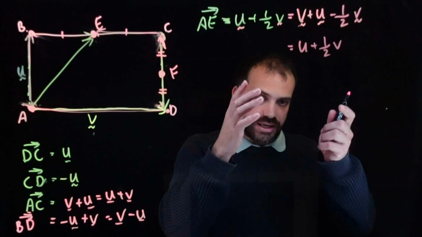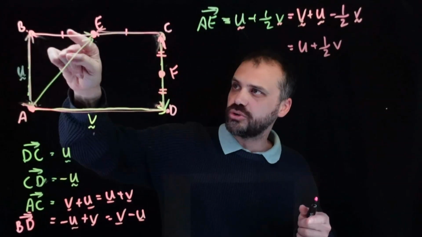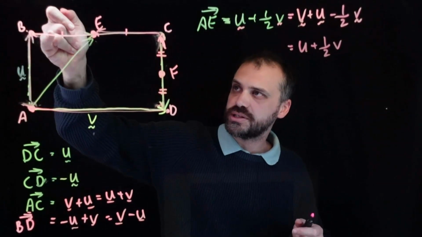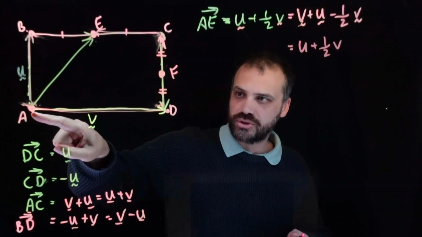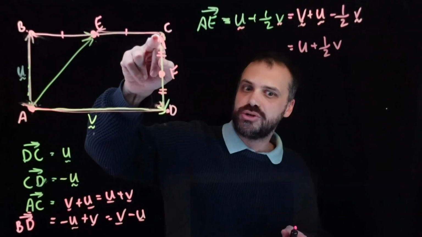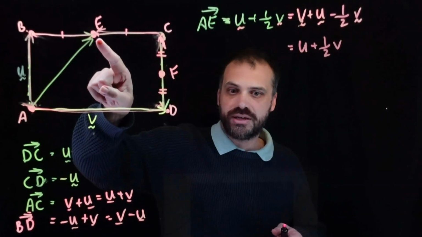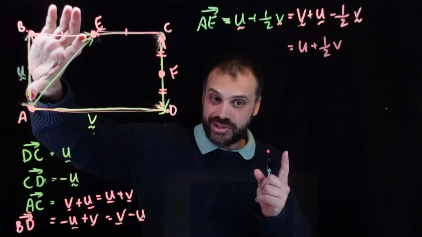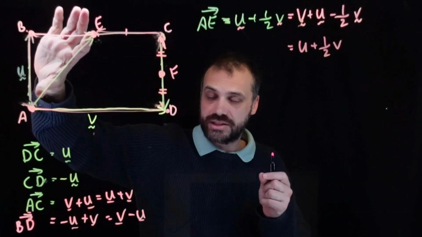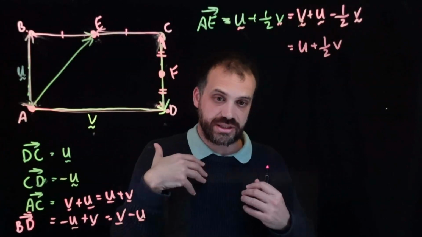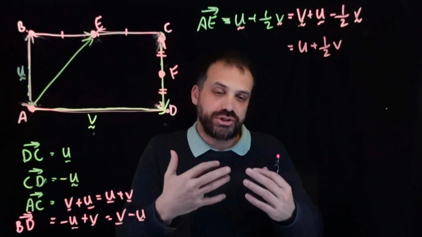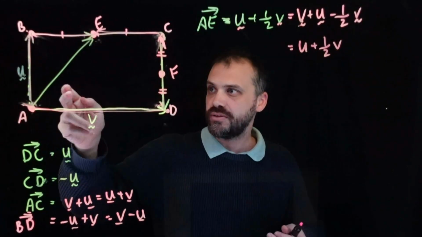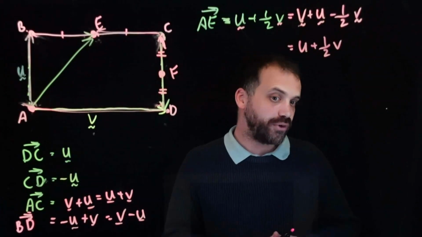And you can see whether I went the short way, u plus half of v, or whether I went the long way, v plus u minus half of v, this vector is still u plus half of v. That's the definition of it. Just as sure as 2 plus 2 equals 4, this is equal to u plus half of v.